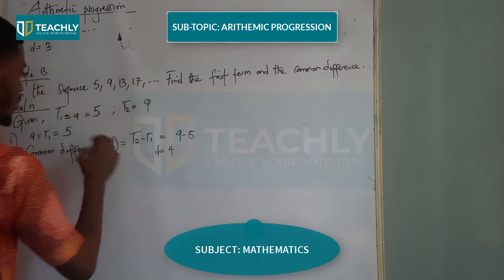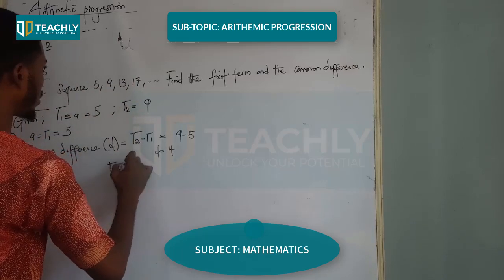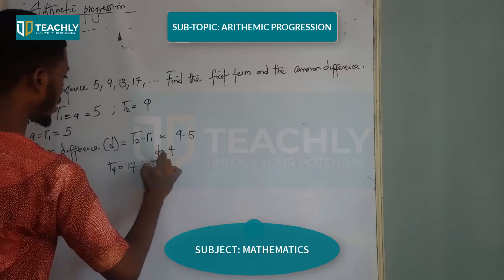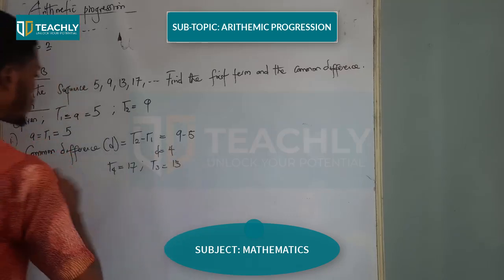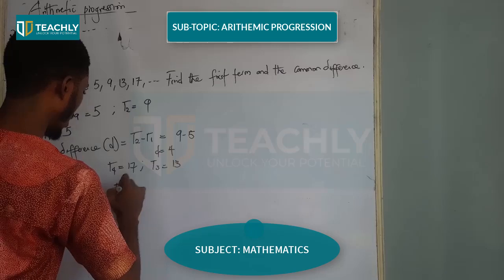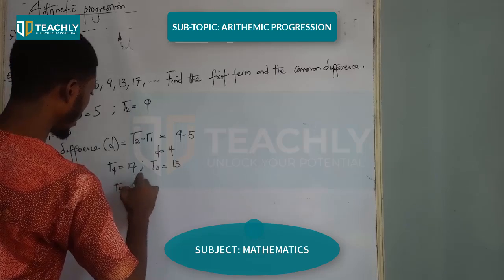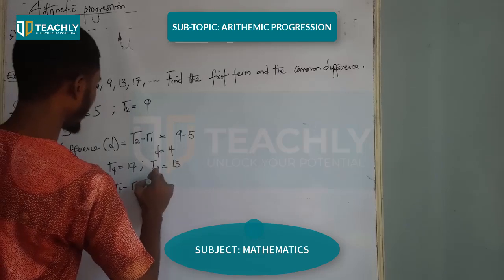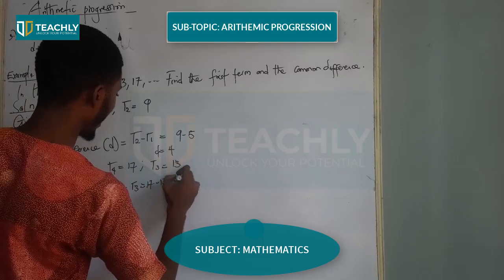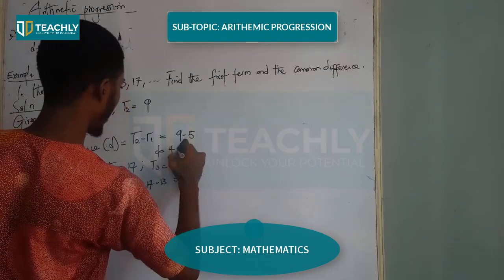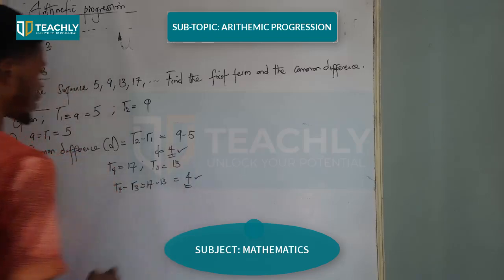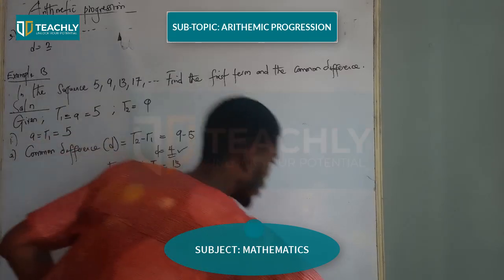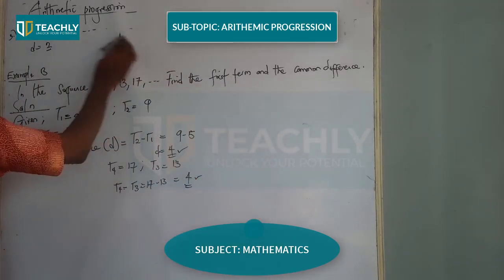So what's our T4? Our T4 is 17. Our T3 is equal to 13. So we have T4 minus T3, and that is going to give me 17 minus 13, and the answer is 4. You can see that the common difference is the same. So let's proceed with another example.